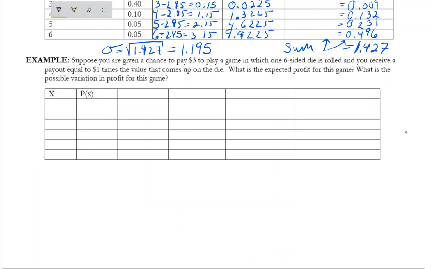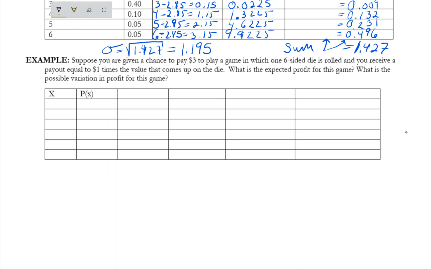Okay, so we're going to play a game. Suppose you're given a chance to play a game in which you have to pay $3 to play, you roll a six-sided dice and then you receive a payout of $1 times the value on the dice. What's your expected profit for this game?